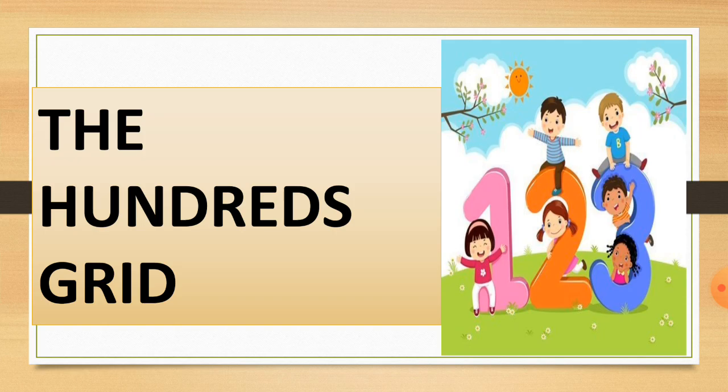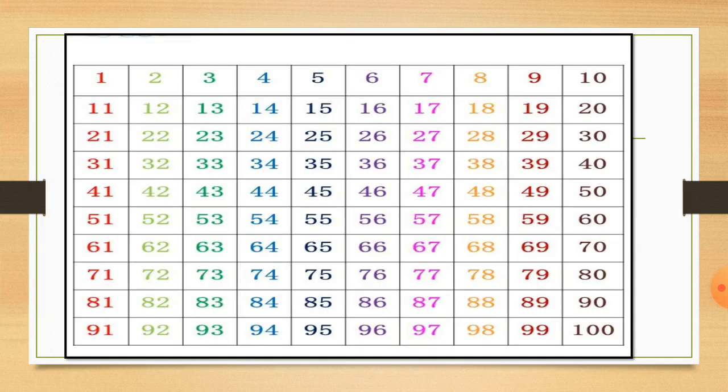So here is the hundreds grid. As you know, this is the hundreds grid, students. Now, which points are missing? We have seen how to add 10 numbers less or 10 numbers more from a number. But if we want to add 20 or 30 more or less, what should we do? Let's learn today how to add or subtract 20 or 30 from a particular number, and how to use this hundreds grid to do it.